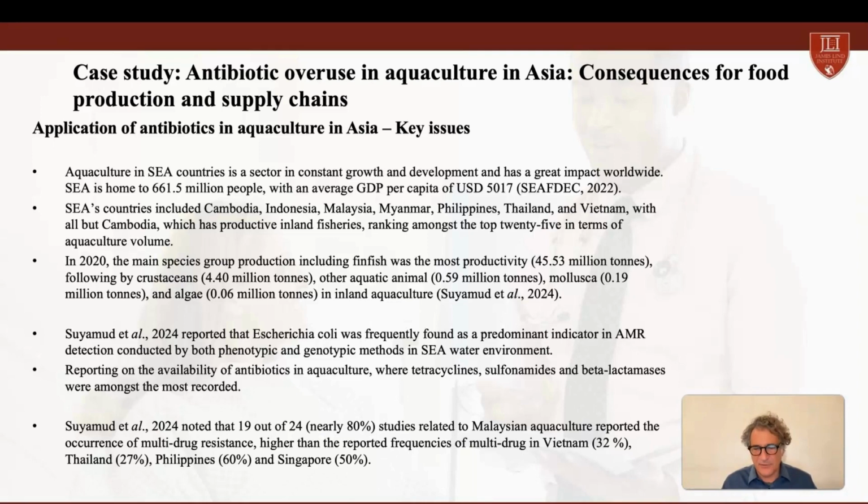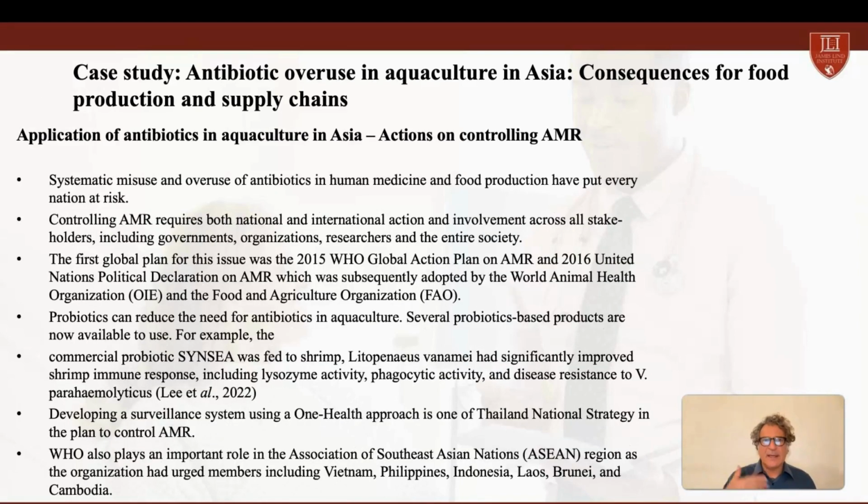There is research by Suyamud et al. that you will find extremely interesting, and I really recommend reading their publication, because they cover all the aspects, not just the biological and antibiotics point of view, but also the presence and data, to give a holistic approach to this problem. This problem is not just correlated to their own country, but to the global trade of fish coming from aquaculture in this country.